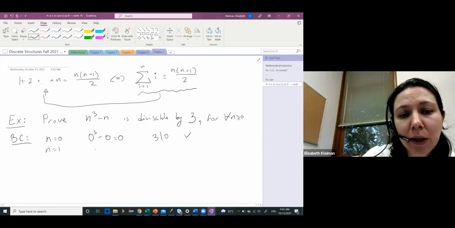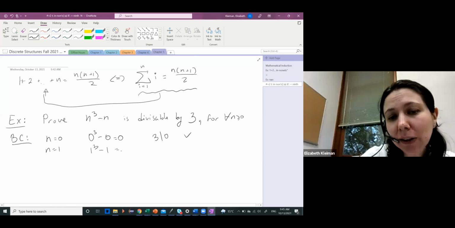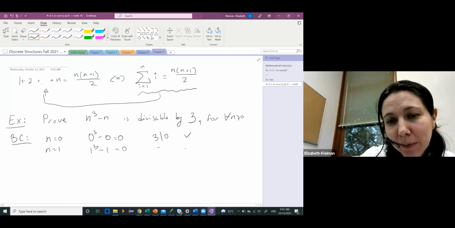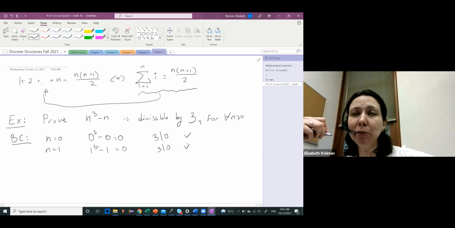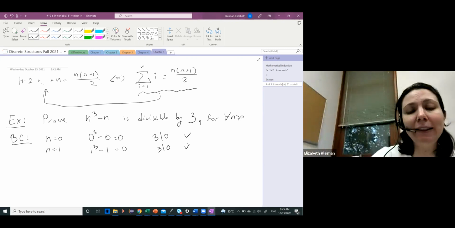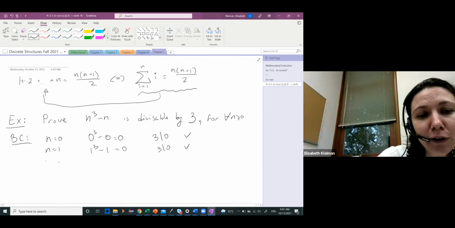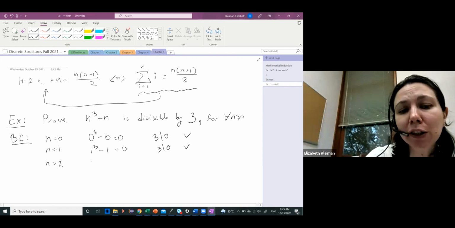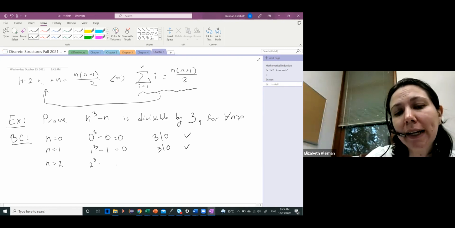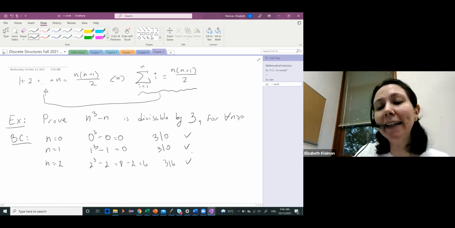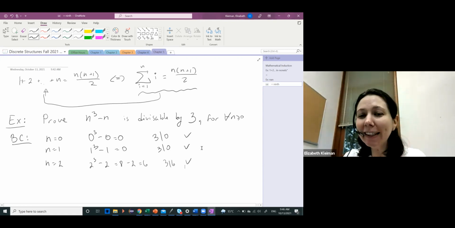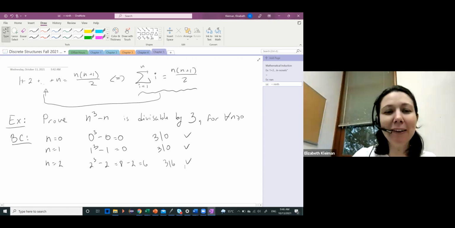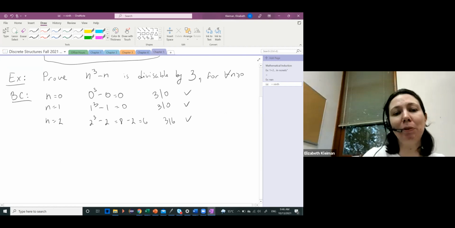My other option can be 1, if I want to do it. 1 cubed minus 1 is also 0 and it's still divisible. I only need one of those two base cases. I definitely do not need a third one, but I really want you to see that it works, because for 2 it's 8 minus 2, which is 6, and guess what? 3 divides 6. It is working for other numbers too, not just for 0. Okay, so it is working. How do we prove it?